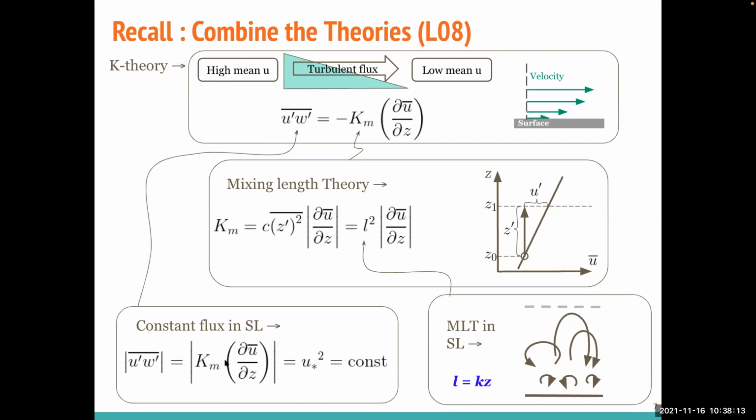And then we also have another assumption for the surface layer, constant flux. So this is constant, and we have another variable to represent this constant flux at the surface layer, okay, U asterisk, or you just call this U star, okay?